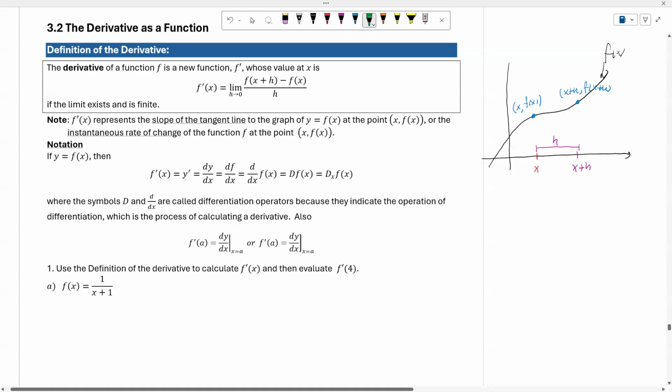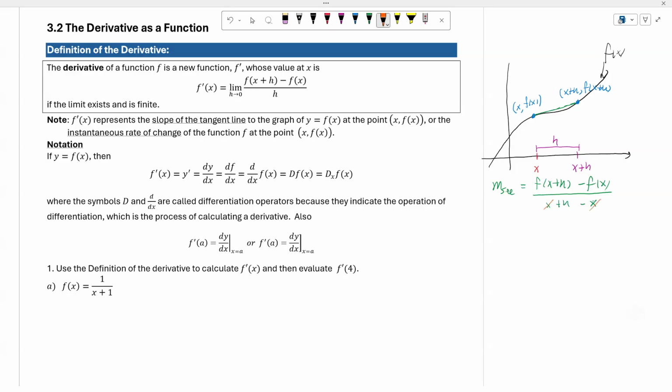Now, if I want to find the slope of this secant line right here, then again, the slope of the secant line is f of x plus h minus f of x over x plus h minus x. Then it is equal to f of x plus h minus f of x over h.